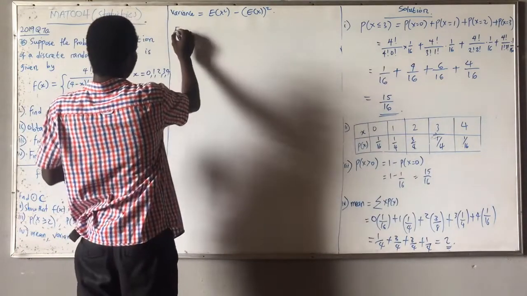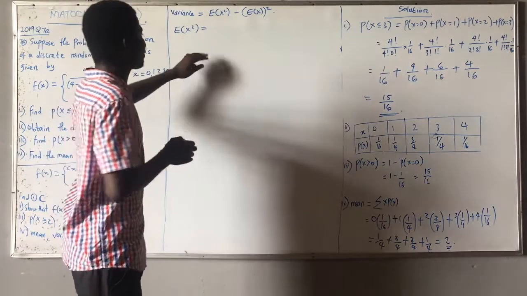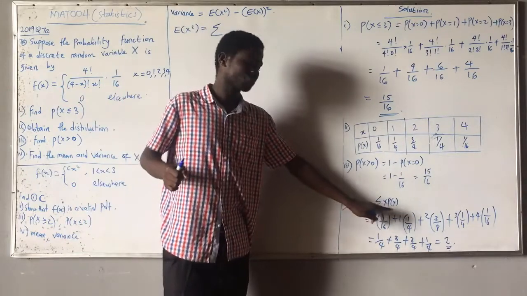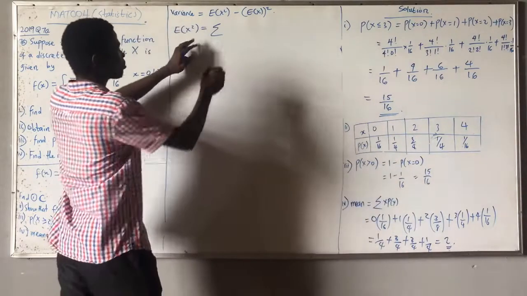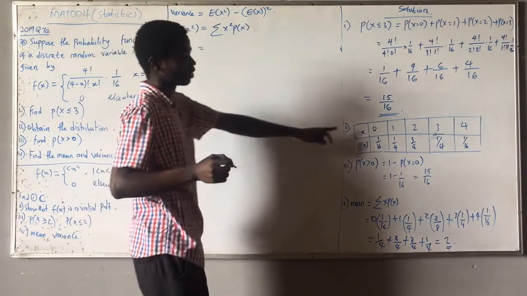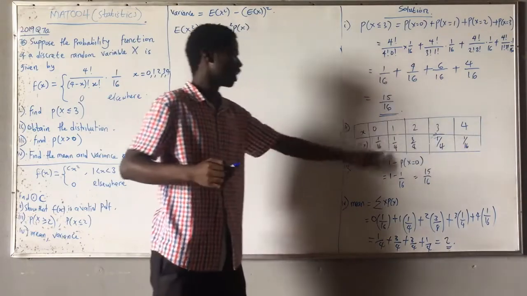E of x squared will be equal to summation. Don't forget, E of x is summation of x p of s. So E of x squared will be summation of x squared p of s. So that means we have to square all these numbers. It's 0 square, 1 square, 2 square, 3 square, 4 square. Then you now use it to multiply.